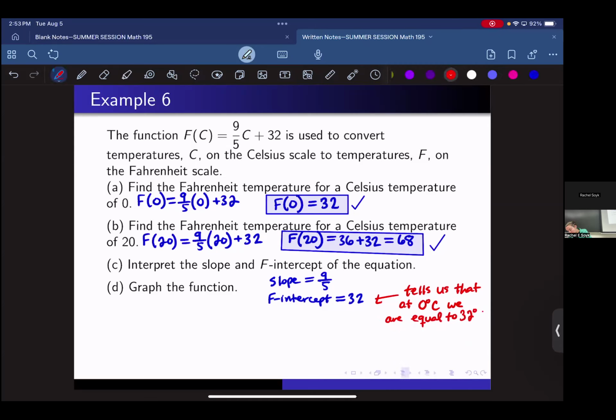Whereas the slope tells us that for every Celsius degree increase, our Fahrenheit increases by 9 fifths of a degree.